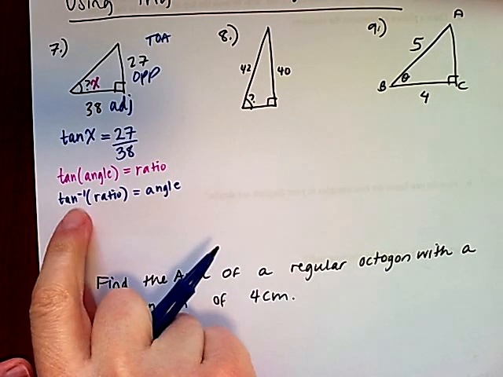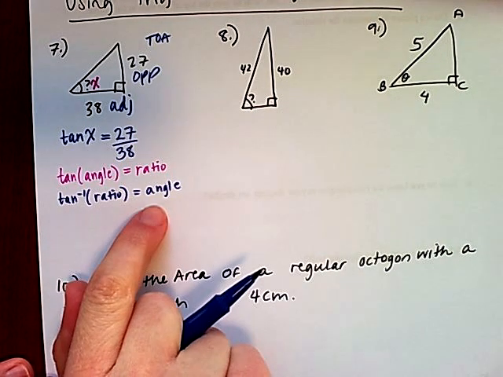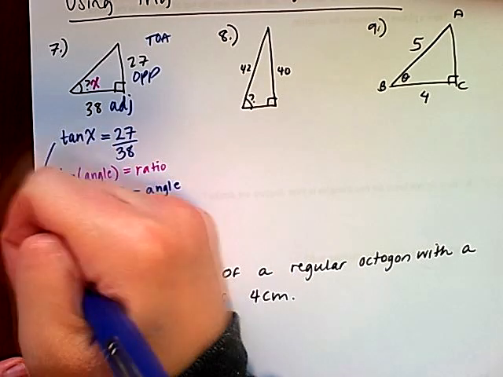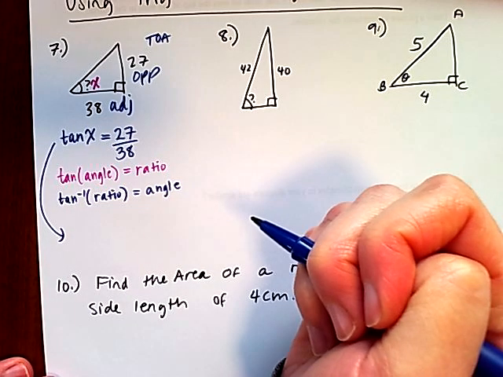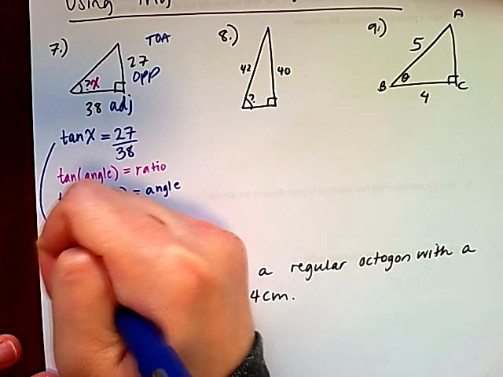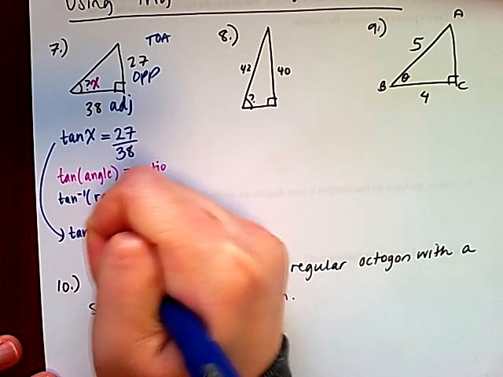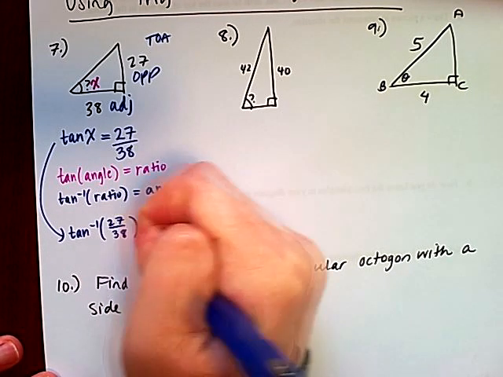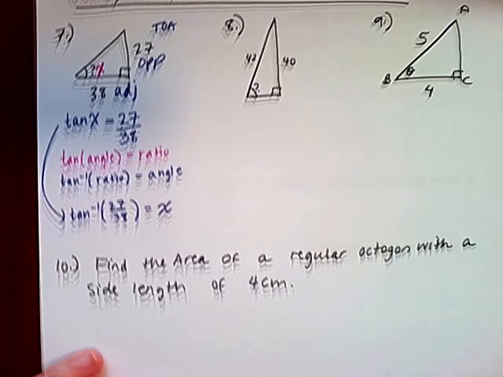So it tells me for a given ratio what's the angle that goes with it. So for our purposes then, if tan x equals 27 over 38, that means tan inverse of 27 over 38 should tell me the value of x.